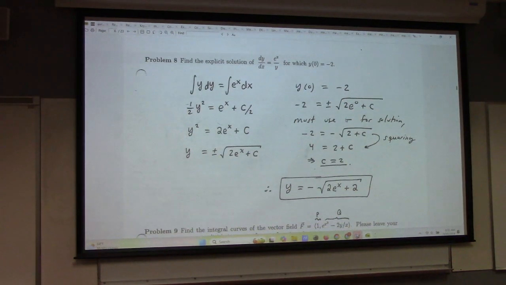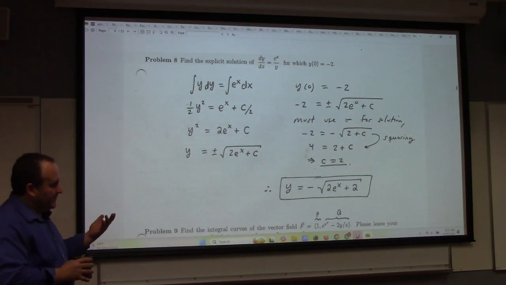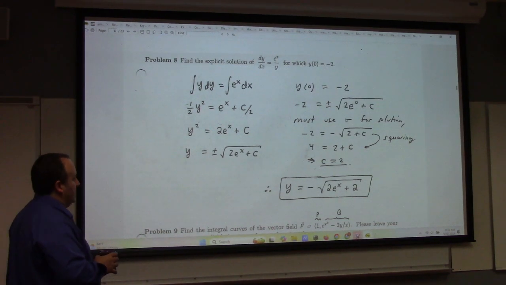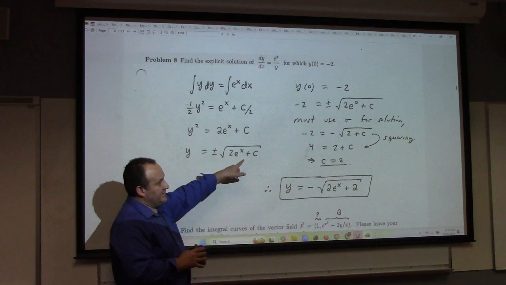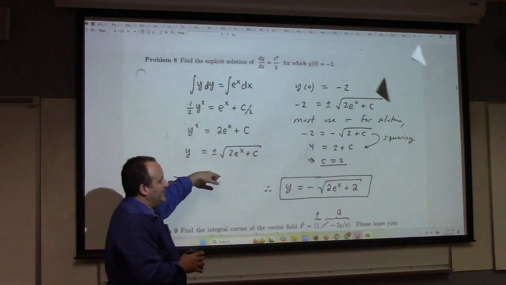All right, so back to the major subject matter here. Find the explicit solution of that. So again, separation of variables, right? But notice that the algebra leads us to plus or minus that, right? But it's not up for grabs. We must choose the minus, otherwise we can't fit.